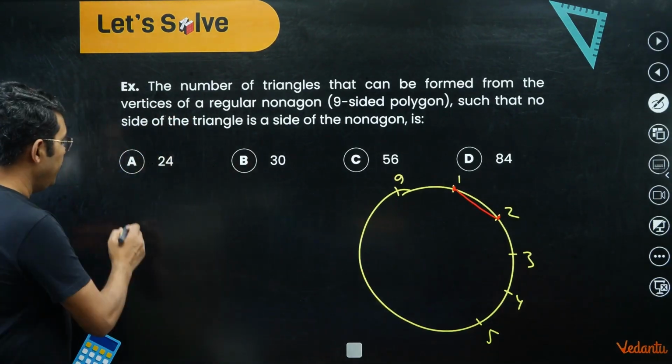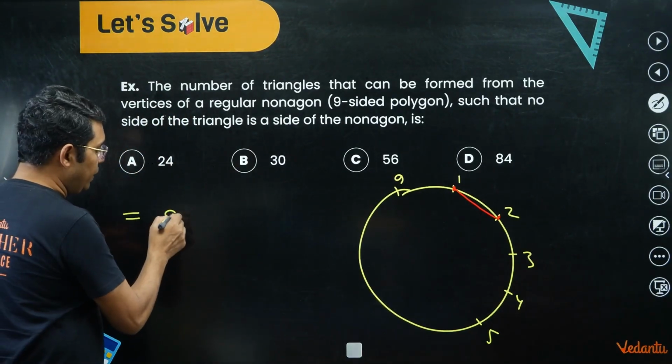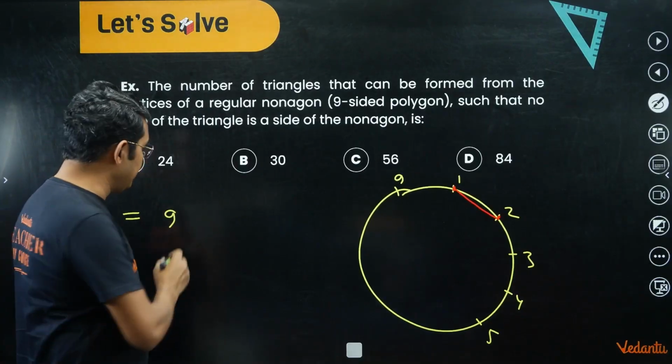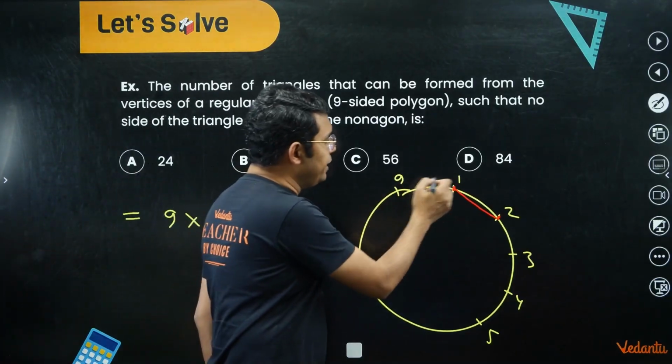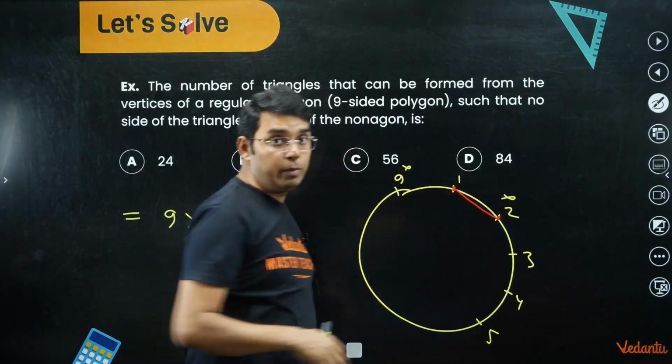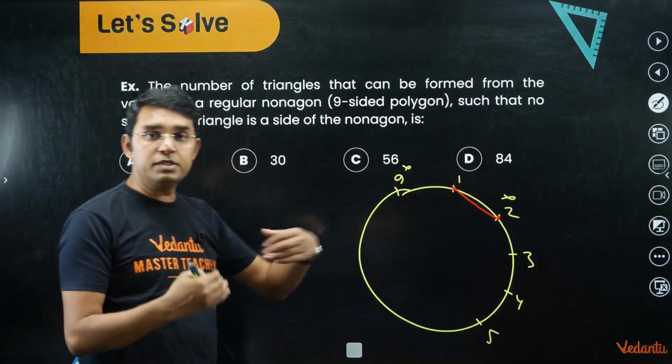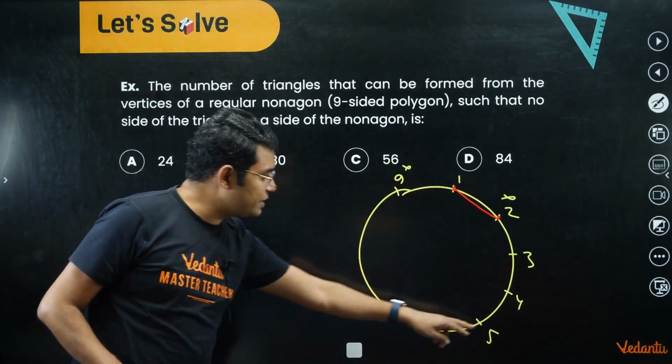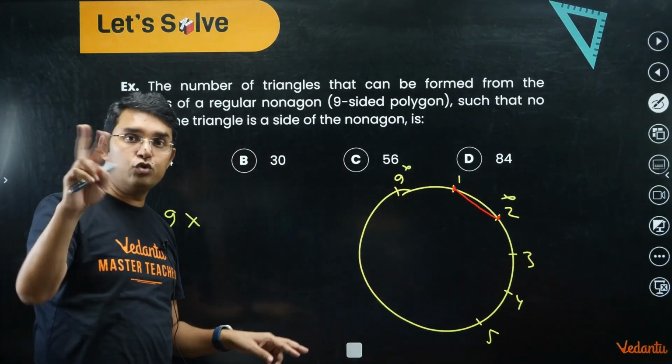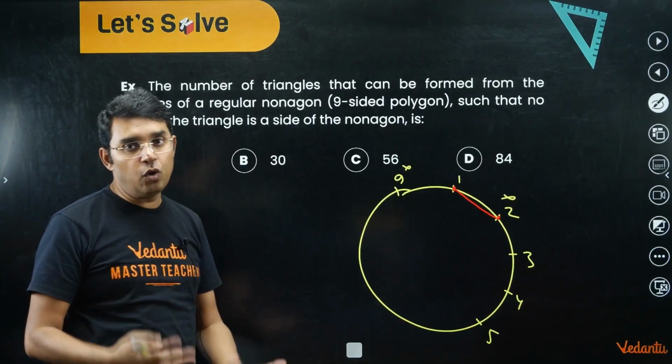So as I told you, you can do it directly now. It will be equal to 9 ways to choose the first vertex. Suppose 1 is selected, then 9 will not be selected, 2 will not be selected. So 3 options are ruled out. Out of the 6 remaining vertices, you have to choose 2 which are non-consecutive.